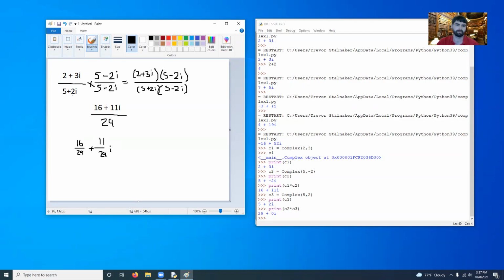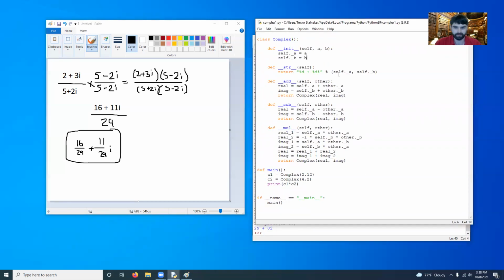So that's it. You find the conjugate, you multiply the fraction that you've created by the conjugate over itself. You get this. And then here it is, the answer. Then you can put it in the form a plus bi.